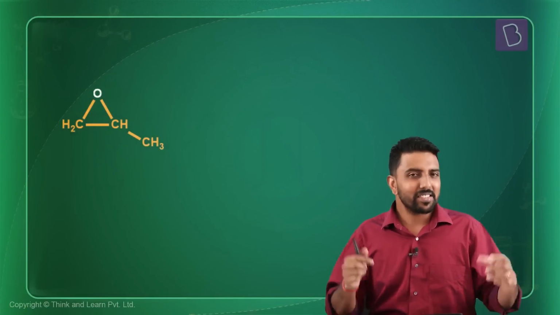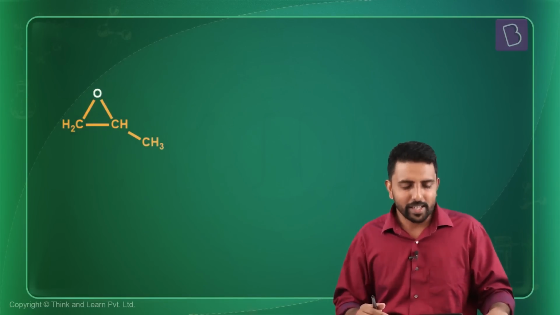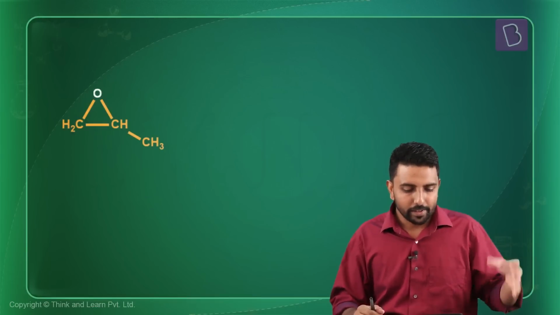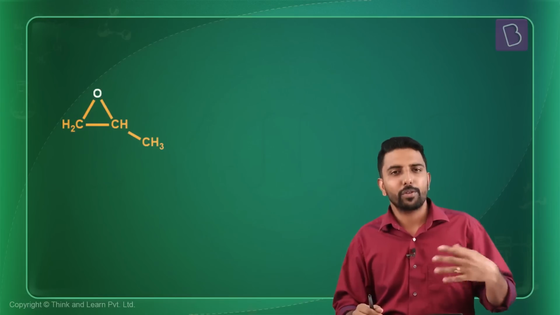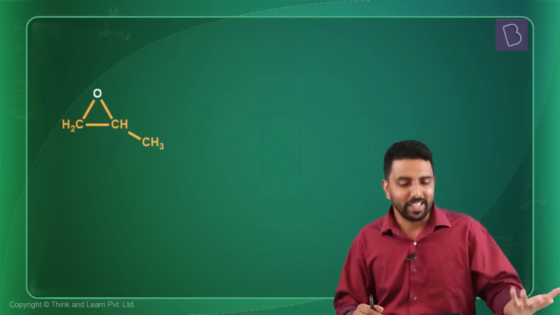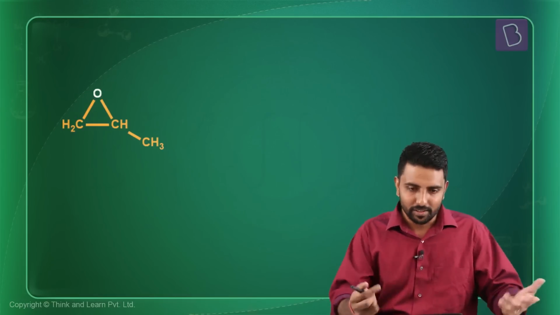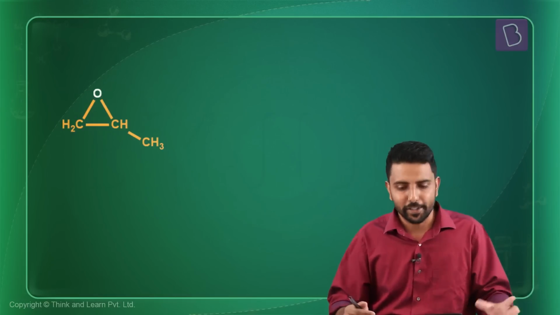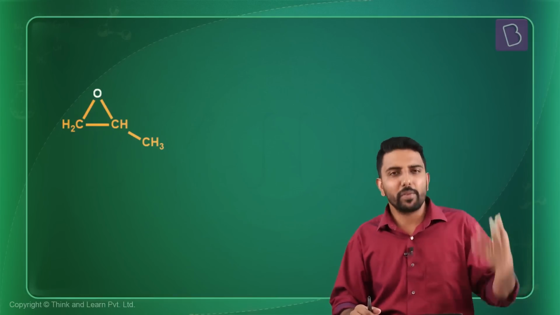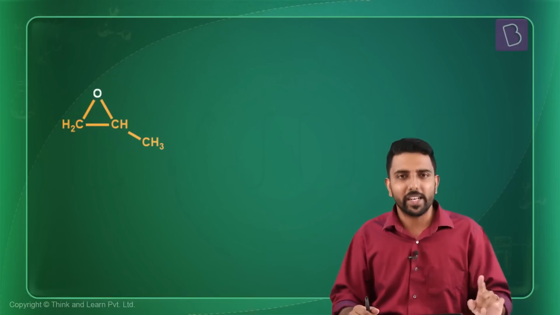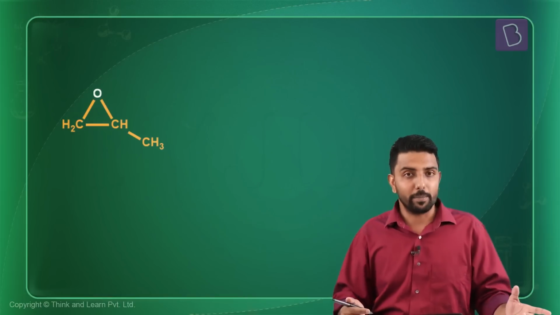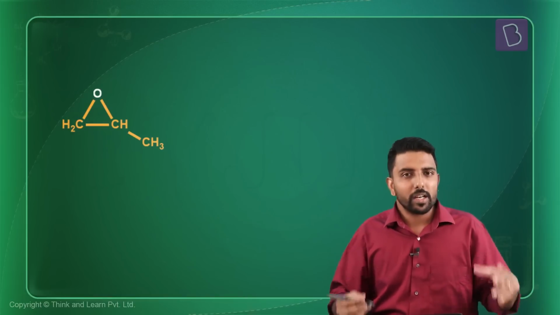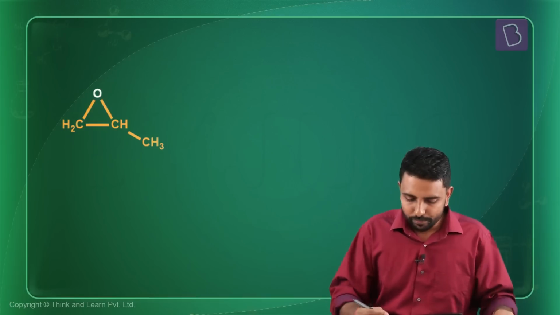Now, it has 3 carbons, and there is an epoxy group at carbon number 1 and carbon number 2. So there is a 3-membered ring. This is more like an ether, right? A reactive ether at that. So from the given options, we'll have to choose the one correct answer. And what would that be? How do we name such a compound?